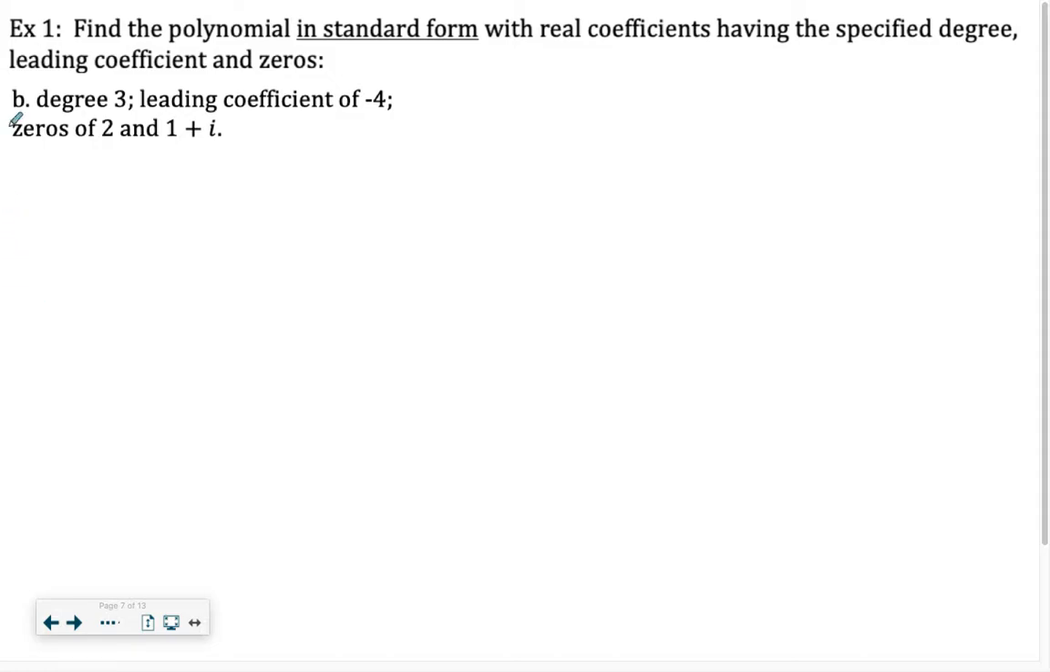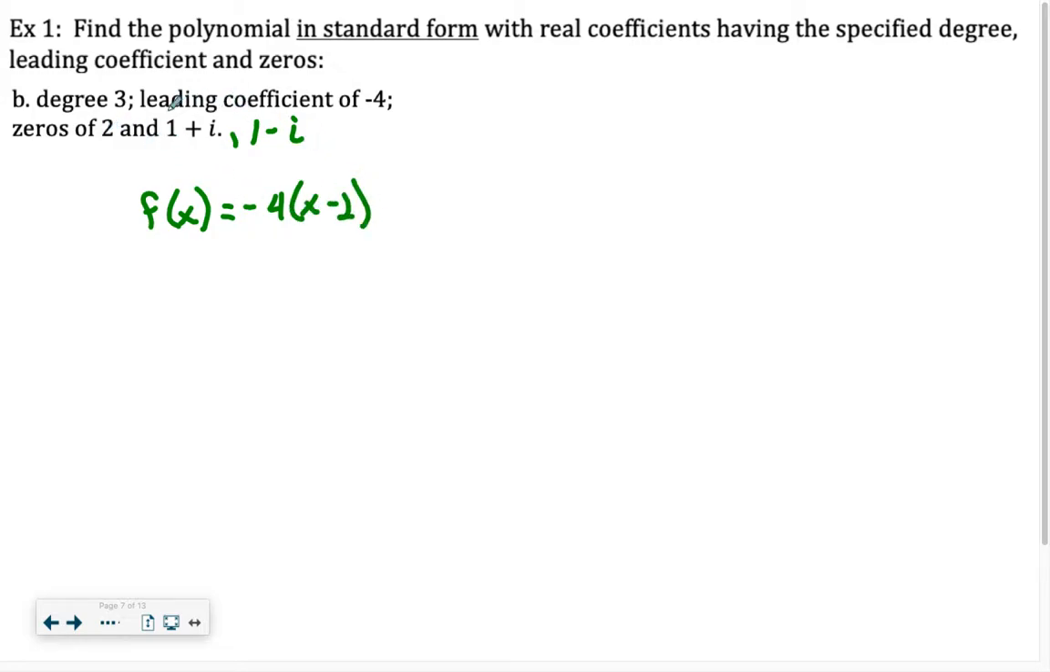Okay, we have another third degree here. This time we want a leading coefficient of negative 4, and then again they give us two zeros, 2 and 1 plus i. Well, again, the conjugate here would also have to be a zero, so 1 minus i would have to be a zero. So let's start the same way we did before by writing out the factors. So my leading coefficient is negative 4. One of my factors will be x minus 2.